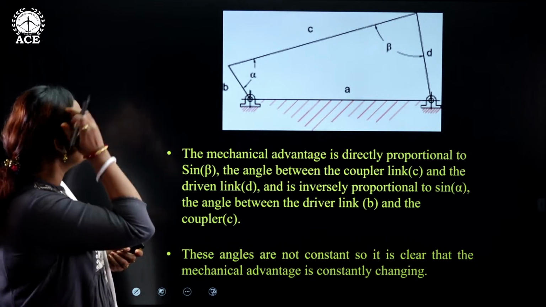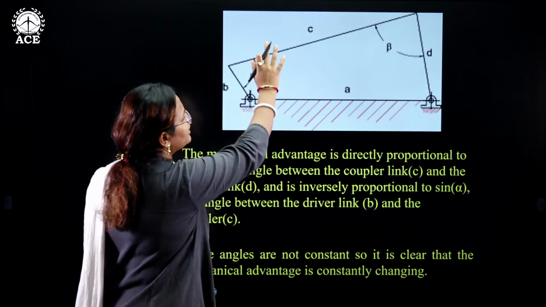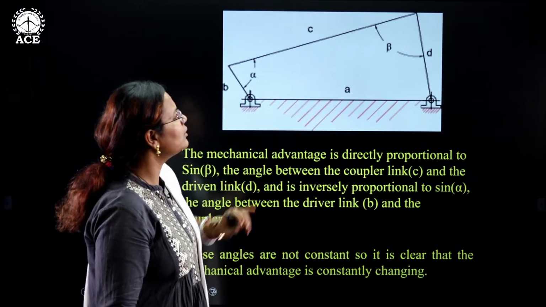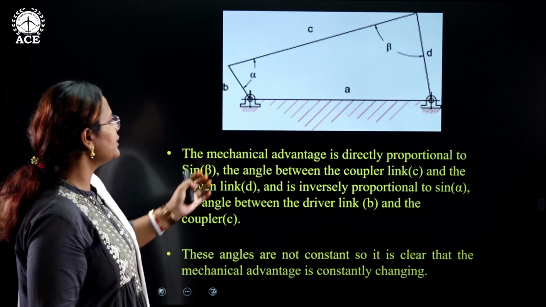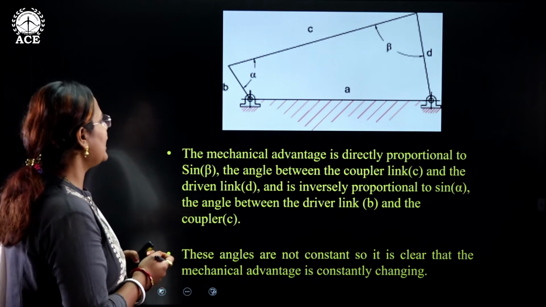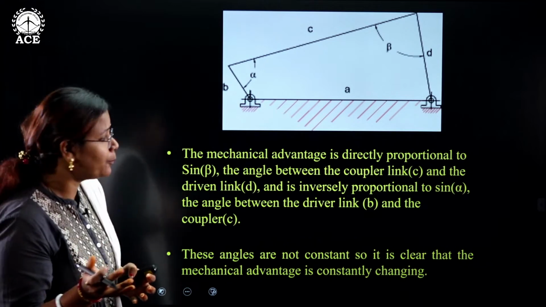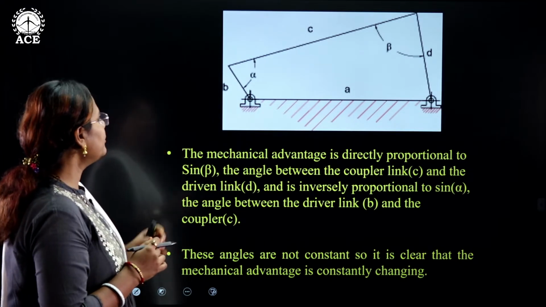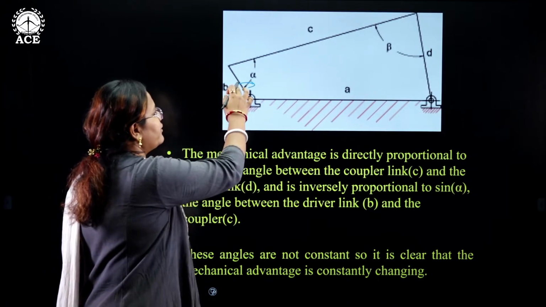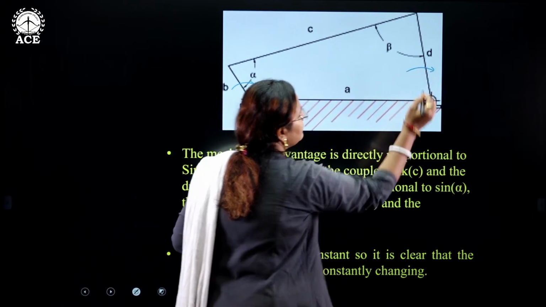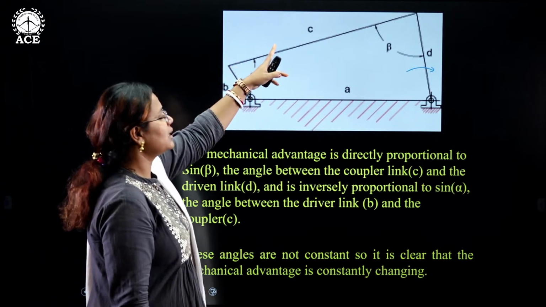Here you can see a different angle of this. This is the fixed link, of course, link 1, link 2, link 3 and link 4. Can you see alpha and beta also? What are these alpha and beta? We say that the mechanical advantage is directly proportional to sine beta, the angle between the coupler and the driven link. It is also inversely proportional to sine alpha, the angle between the driver link and the coupler. This is the driver link because this is where the input is given. This is the driven link, where the output is obtained. This is nothing but the connecting rod.